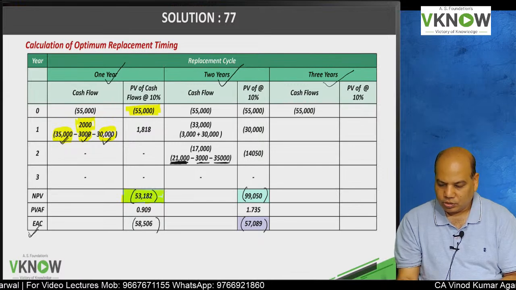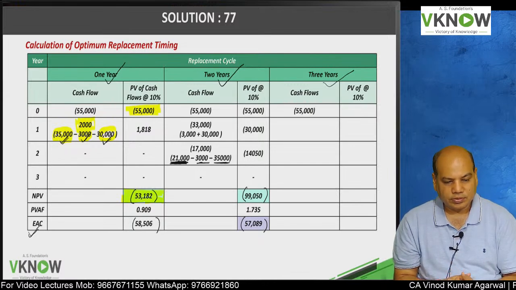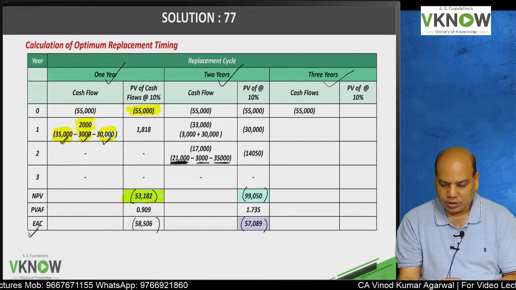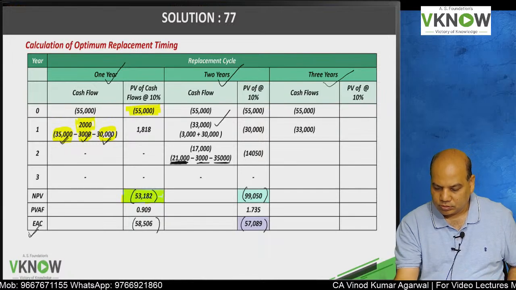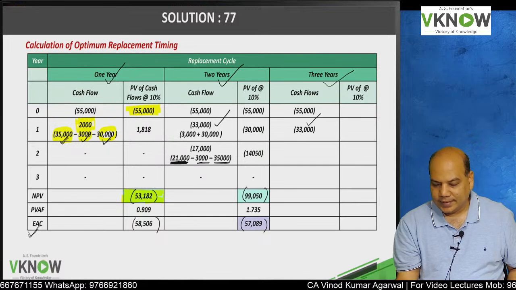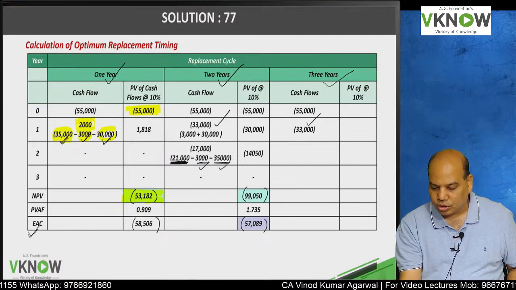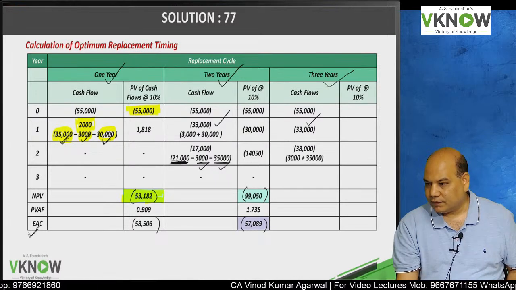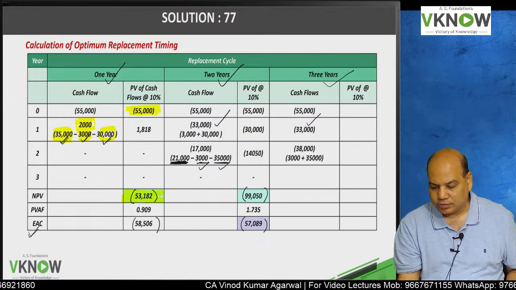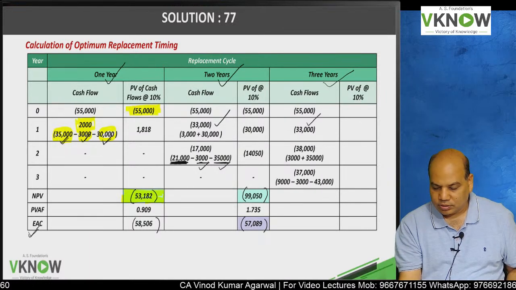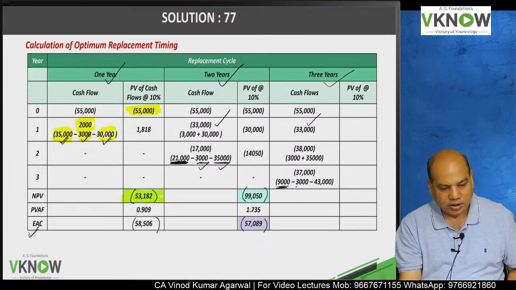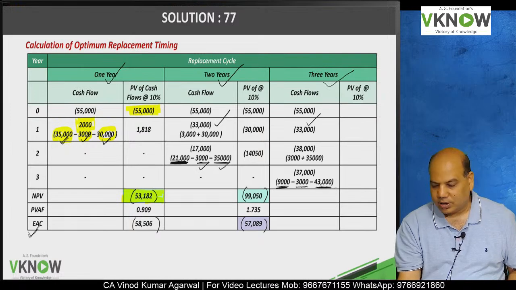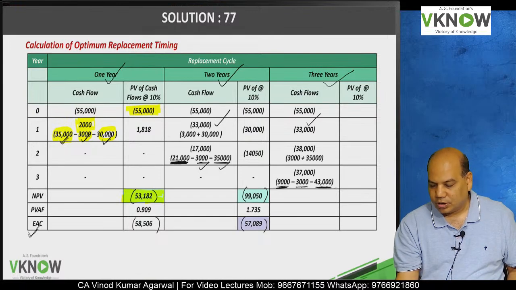Okay. Now we'll go to replacement cycle of 3 years. In year 0 I am going to purchase the bike. Year 1 same cash flow, 33,000. In year 2 only these two costs will be incurred, 3,000 and 35,000, so 38,000. And in year 3, salvage value minus road tax 3,000 minus petrol repair maintenance 43,000.